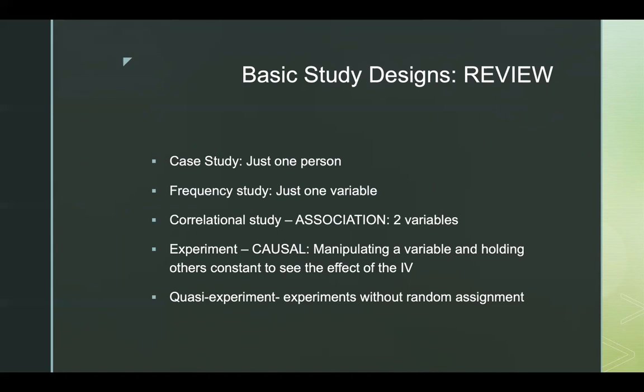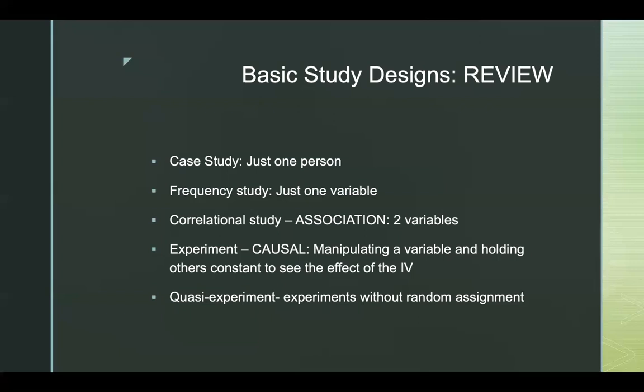In an experiment, you're trying to identify anything causal. Does this cause that? Causality. And so with an experiment, you're manipulating one of the variables. We call that the independent variable. And you're holding the other variables constant so that you can see the effect of the independent variable on your dependent variable, hopefully without the other variables interfering. We'll talk a little bit more about that next video.